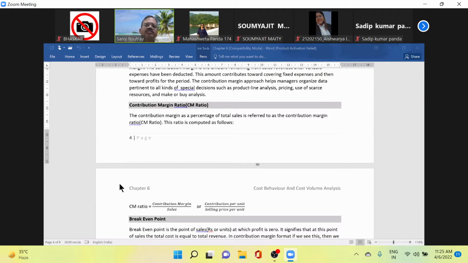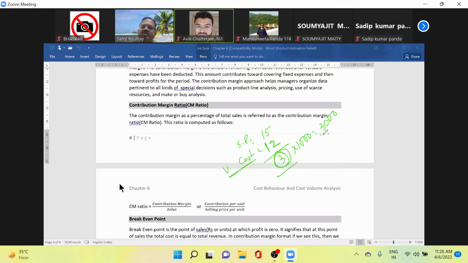Contribution margin ratio. What is contribution margin ratio? Contribution, what is contribution? For example, the selling price of a product is say 15 and the cost of buying it is 12, or the variable cost is 12. Why variable cost? Because every unit you buy, you have to pay 12, so proportionately it will increase when the volume increases. Now, how much are we saving? We are saving 3 rupees. Every unit you sell, you save 3 rupees. And if you sell 1,000 units, how much will be your saving? 3,000. And this is called contribution or contribution margin.